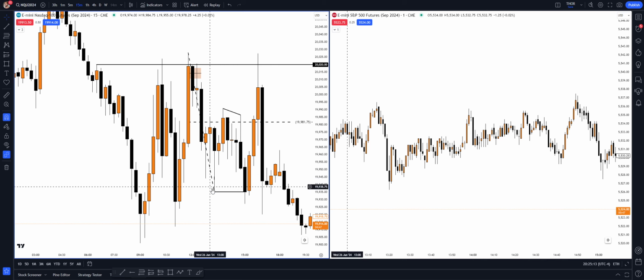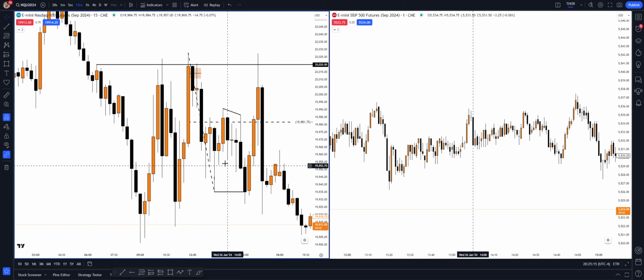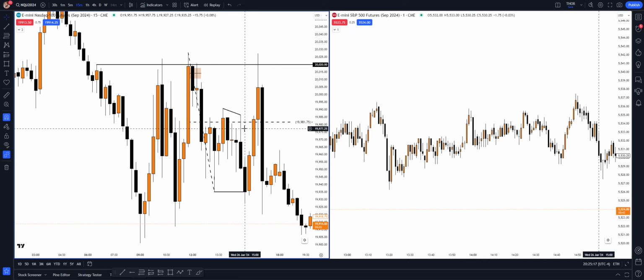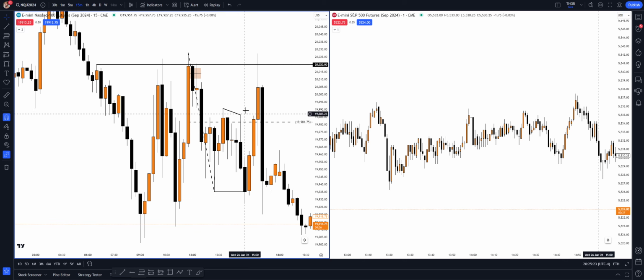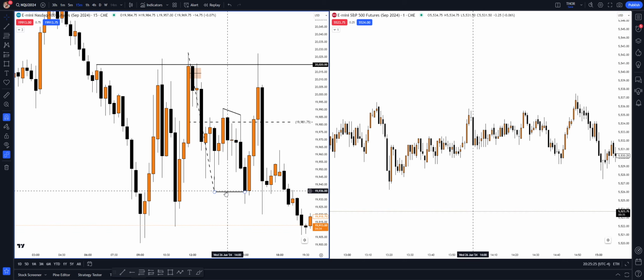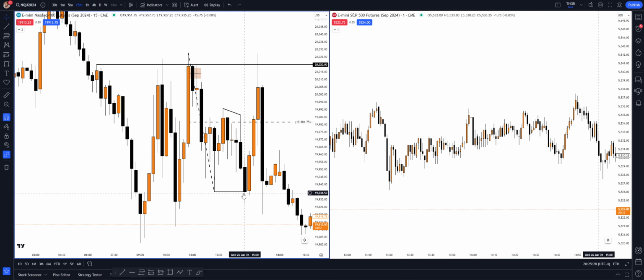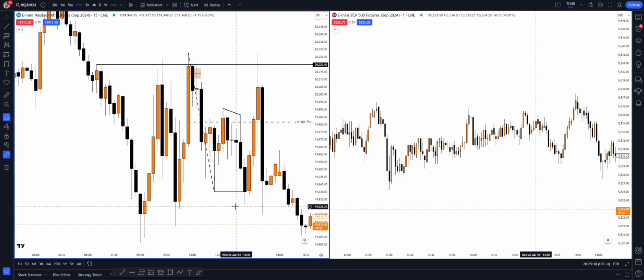Where's the sell side? Right here. Before this S&T formation, there was no sell side at all. Okay, before that. So it's this one. So the objective of the S&T was to take out that time frame's sell side, which is here. This is the highest probability target.